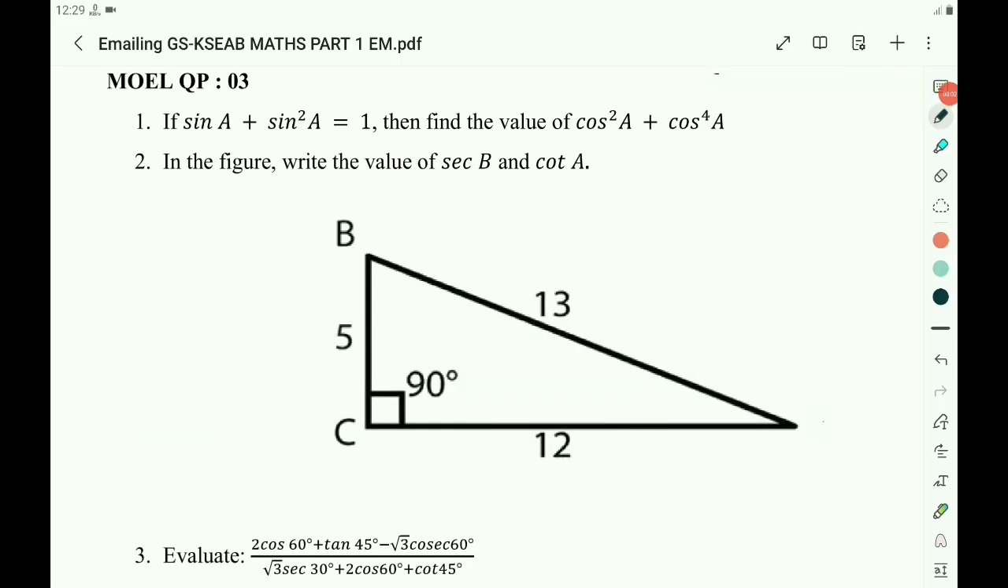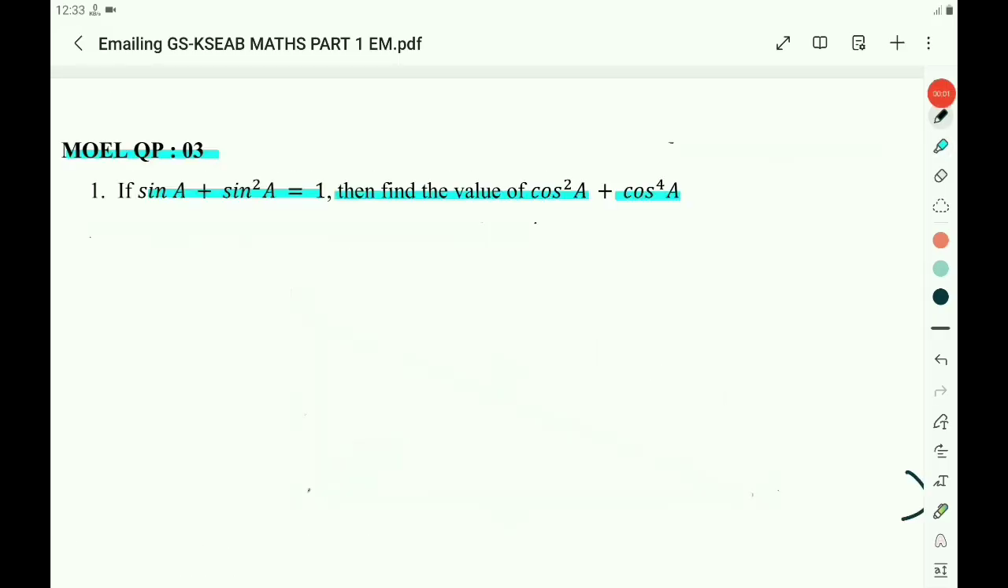Let's take the questions of the chapter Introduction to Trigonometry from Model Question Paper 3. Question number 1. If sin A plus sin square A equals 1, then find the value of cos square A plus cos power 4A. Now start from sin A plus sin square A equals 1.